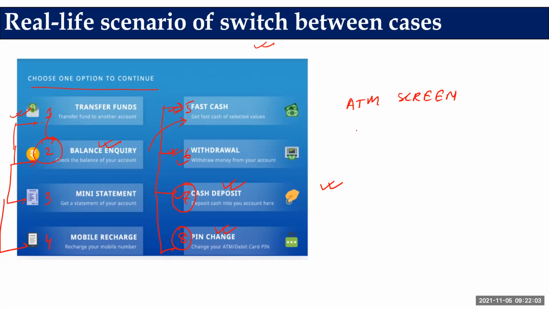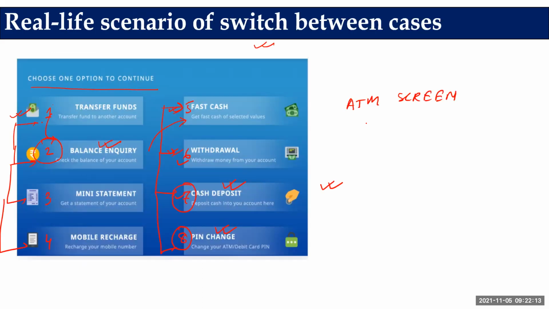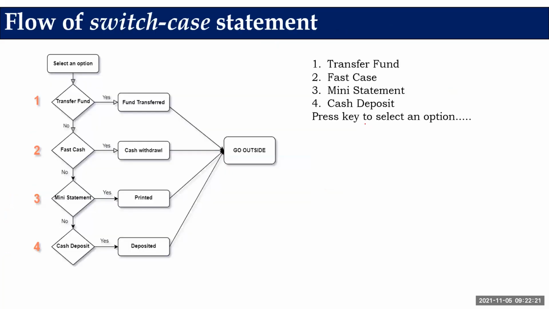Okay, so now let's see how switch case actually works. Here I have drawn a flow chart of the switch case. In the previous slide, if you saw, there were 8 options available, starting from transferring funds to PIN change. But here I did not take all 8 options. I just took 4 options randomly. You can add many more here as well.